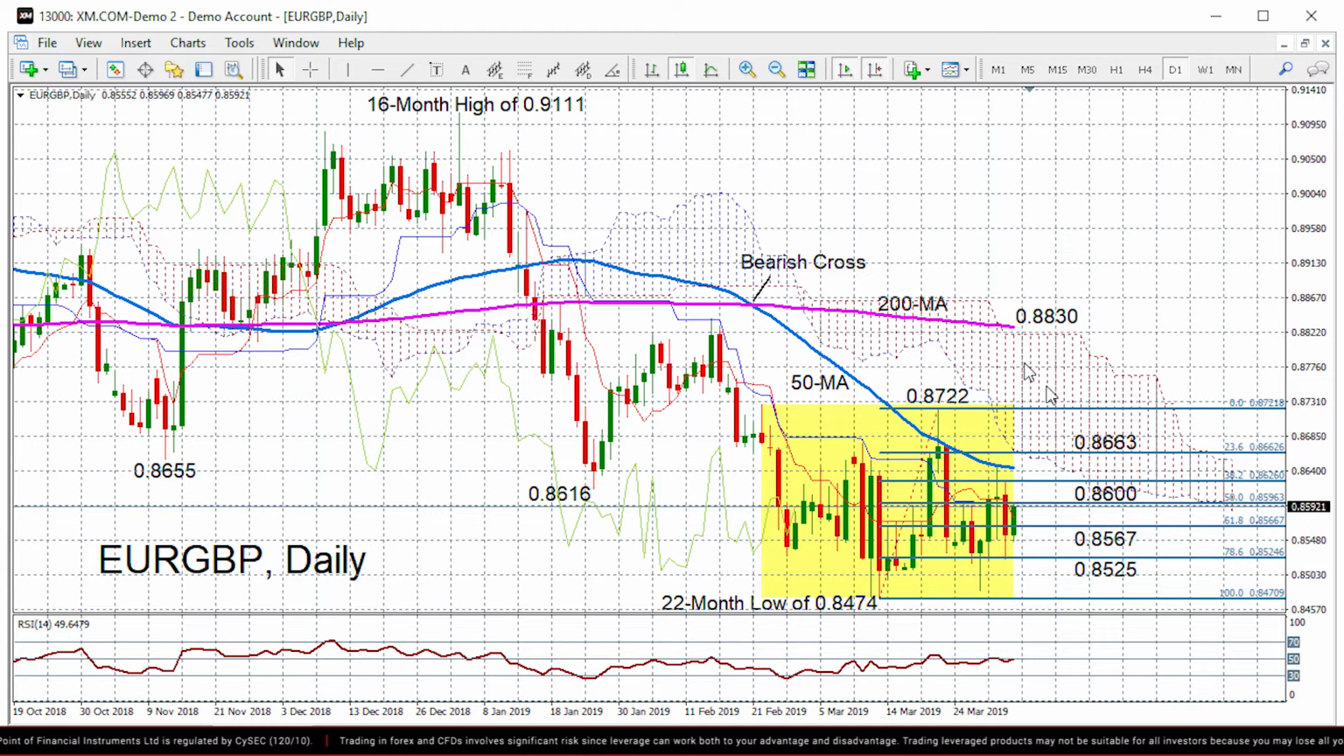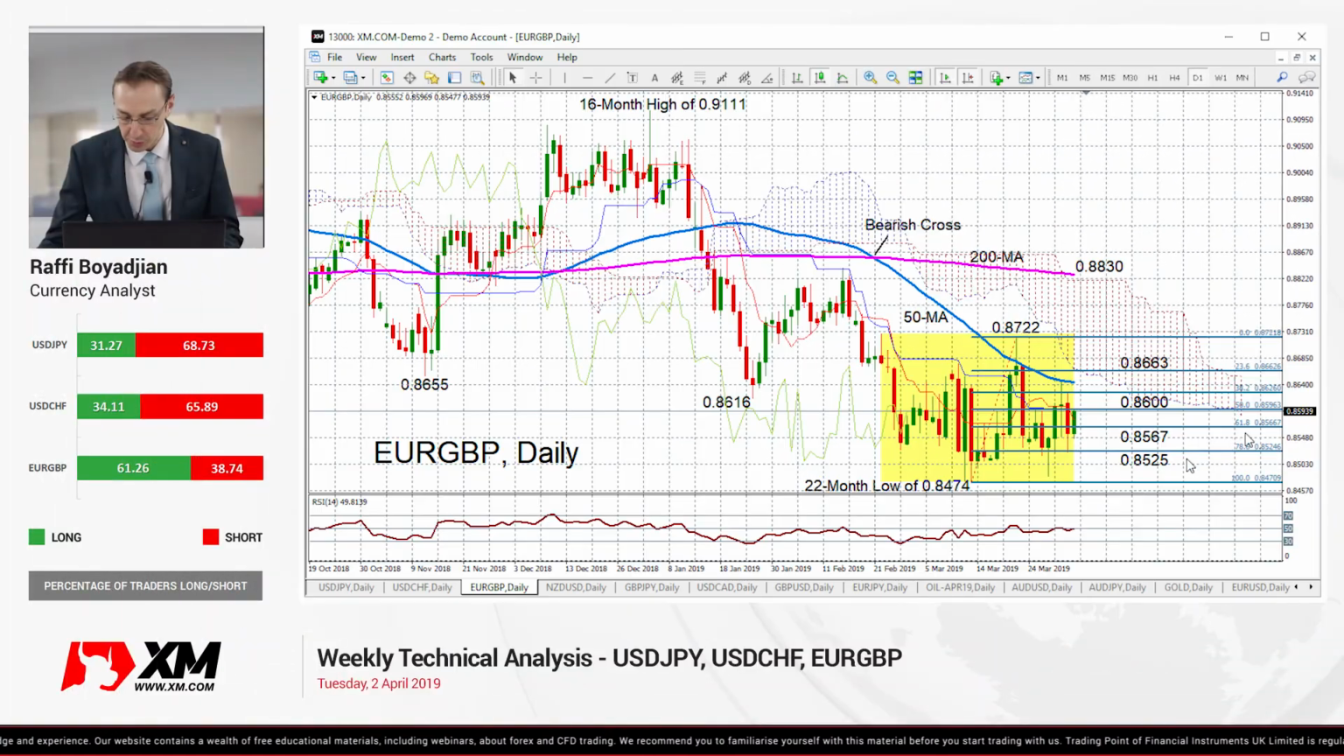At the moment, we can see prices have been trading below the Ichimoku cloud all the way back since the beginning of the year. However, in order to turn the medium-term picture to a positive one, we would need to see prices break above the top of the cloud and the 200-day moving average. So that region is around 0.8830.